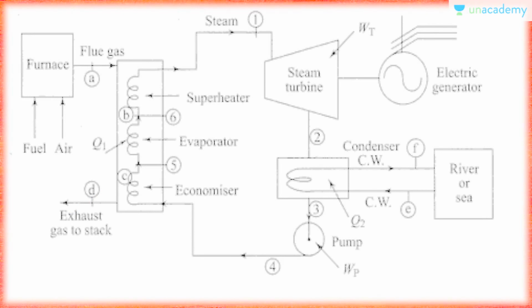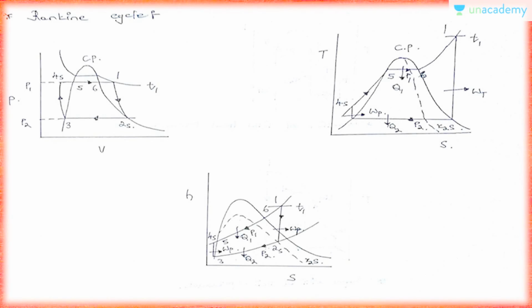So you can see here the superheater, the evaporator and the economizer. The states I have mentioned already over here. You can see the 5, 6, 1 and all. These are the states. So these are the different cycles. This is actually the PV diagram, the TS diagram and the HS diagram. You can see I have also mentioned the states over there.